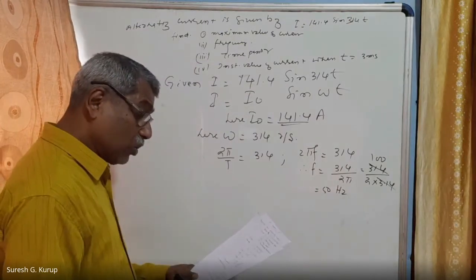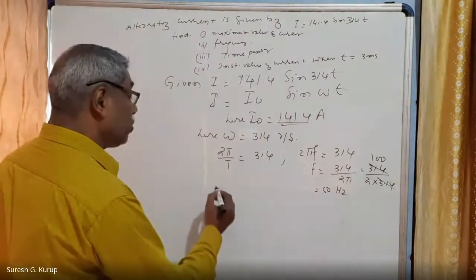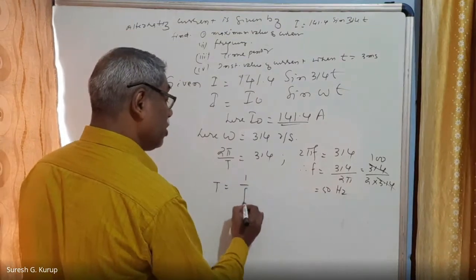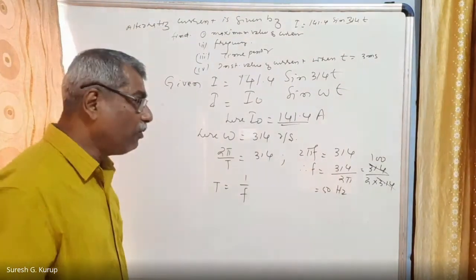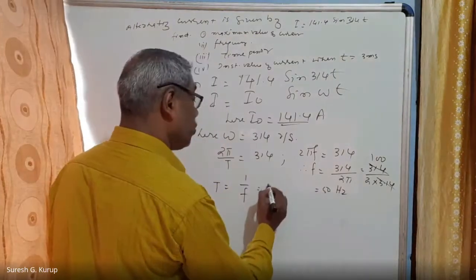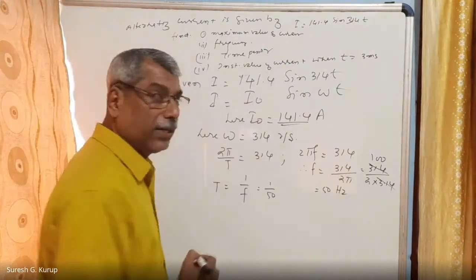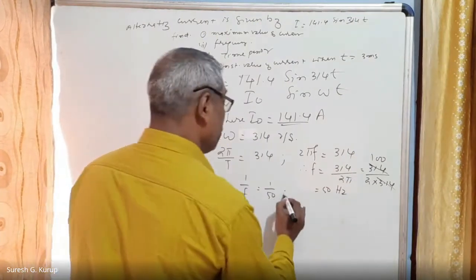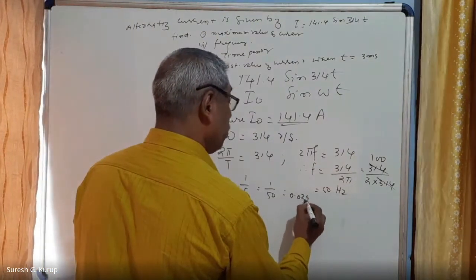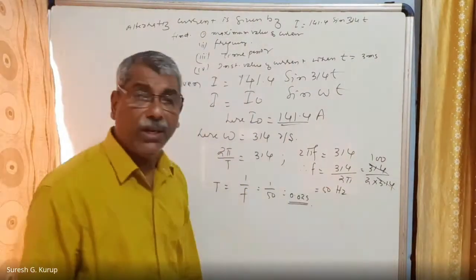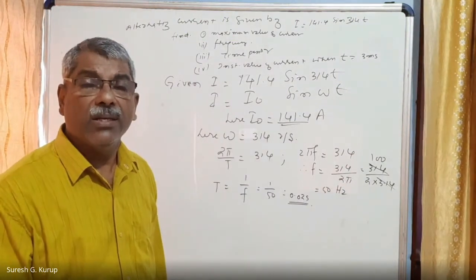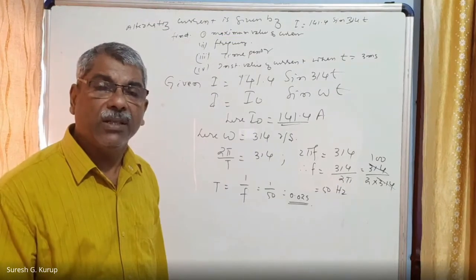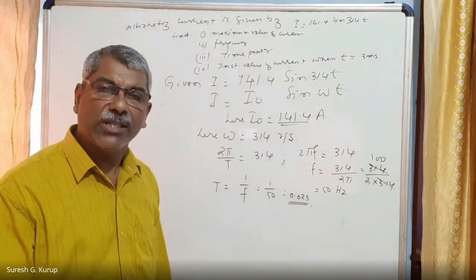Now, time period T is equal to what? Reciprocal of the frequency is called the time period. Frequency is equal to 50. Therefore, this is equal to 1 by 50 seconds. This is equal to 0.02 seconds, right? So in our country, all generators are working in such a way that they complete 50 cycles in 1 second.